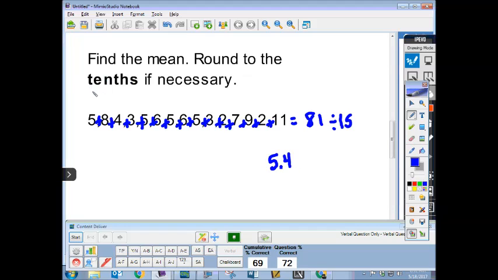Now, the rule said round to the tenths, right? Well, if it says round to the tenths, we all know that the tenths is the first number after the decimal. So that would be where the 4 is right there. So since that goes to the tenths, is there any number other than 0 to the right of that? No. So no, that would be all good, right? So we're done there. Everybody got that? So that's finding mean. How many people get 40?